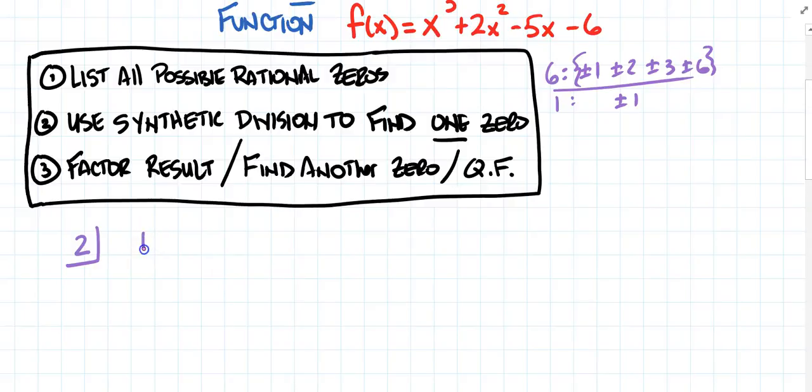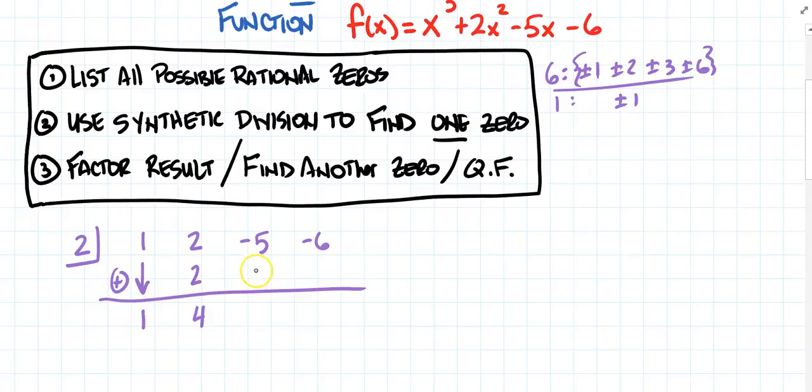So I'm going to put 1, and then 2, and then -5, and then -6. Skip a line and draw a line. Bring down the 1, and add vertically. 1 times 2 gives me 2. Add vertically, I get 4. 4 times 2 gives me 8. -5 plus 8 gives me a 3. 3 times 2 gives me 6. Ooh, look at that, a 0.